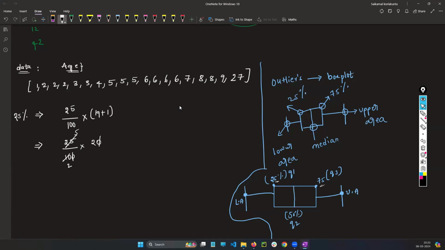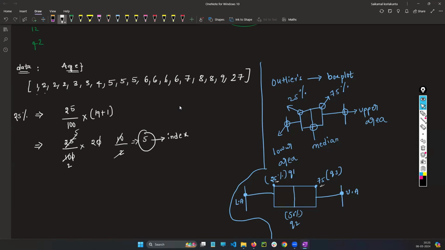Okay, next, 5 twos are 10. 10 divided by 2, how much will you get? You will get 5, yes or no? You will get 5. So we need to treat this like an index, am I right? Yes or no, guys? This we need to treat like an index. So what is the fifth index value?